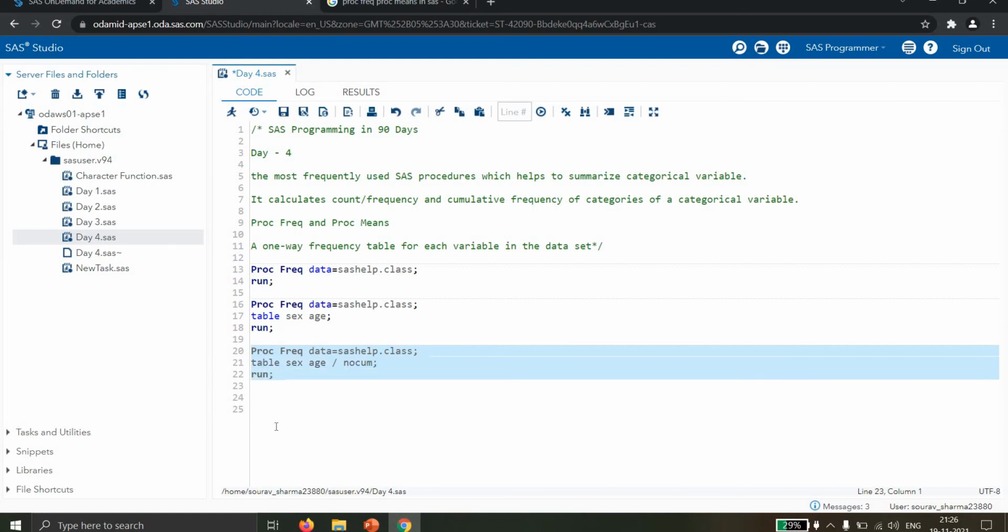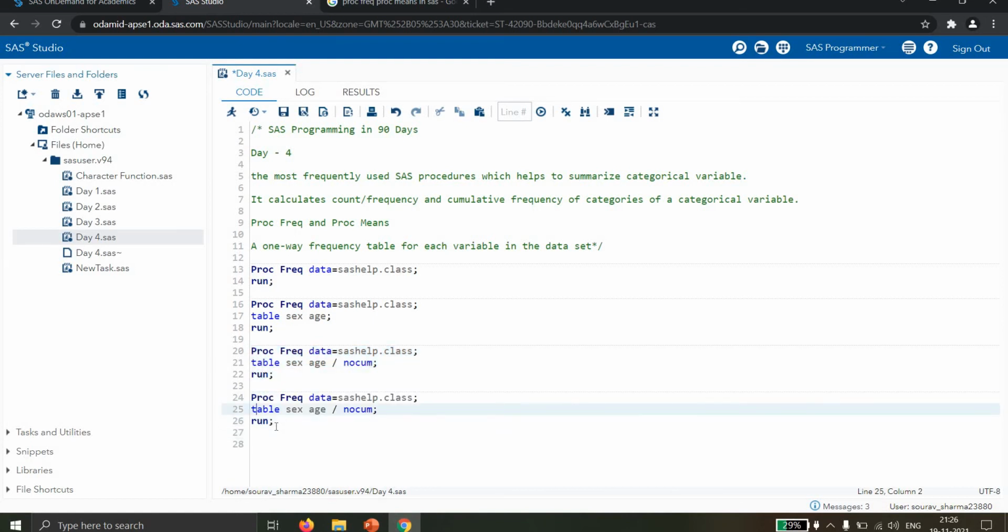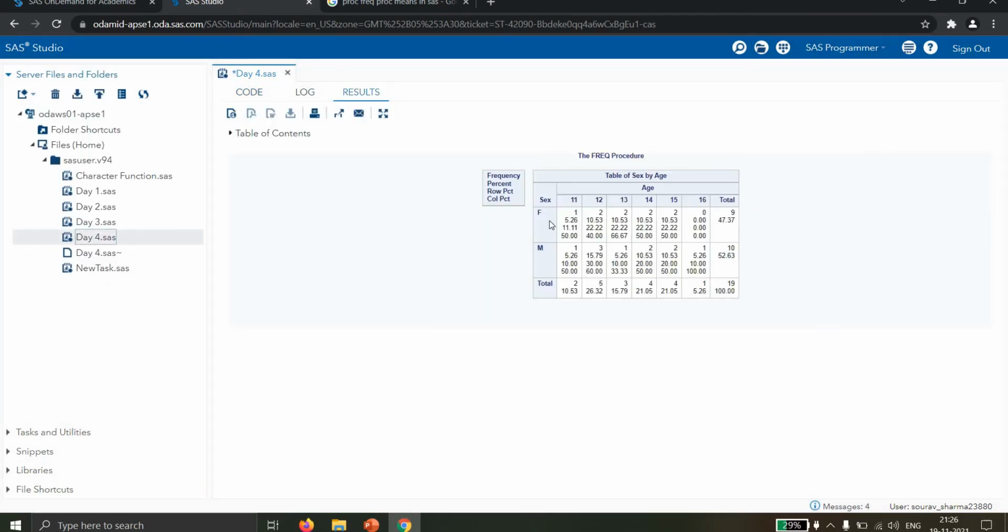Okay, so again I'm copying this. Then I'm writing sex, the multiplication sign, age. Now it will give us one table with both. Now you can see here we have the frequency, and here we have the gender, female. For female, at age 11 we have 1, at 12 we have 2, at 13 we have 2. Also, this is the percentage. For the males we have the total, this is and this is.